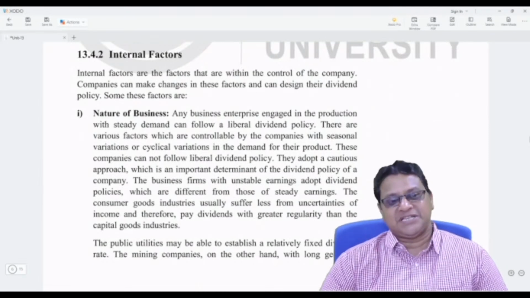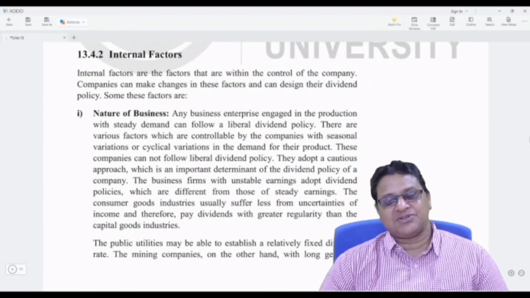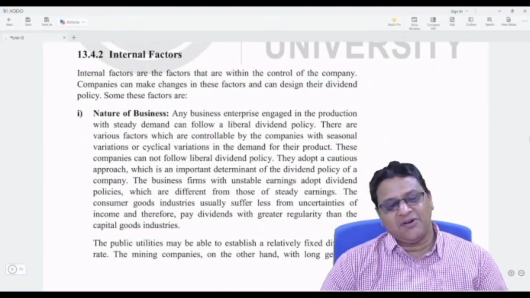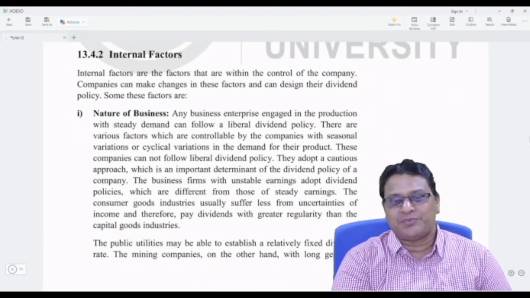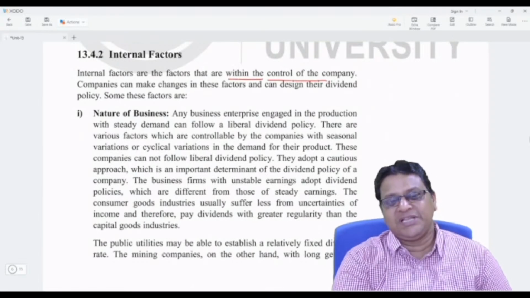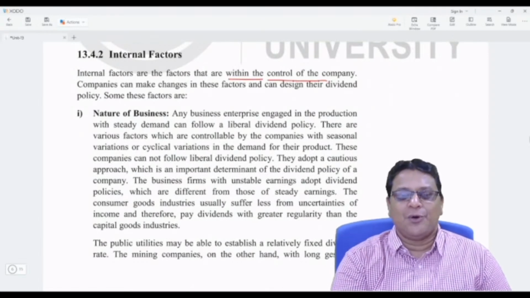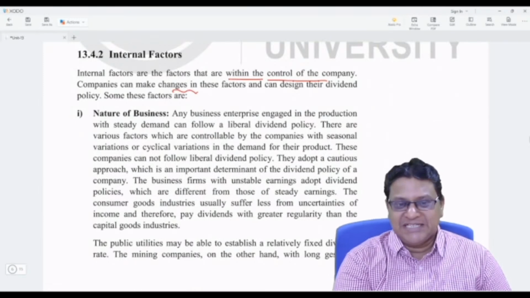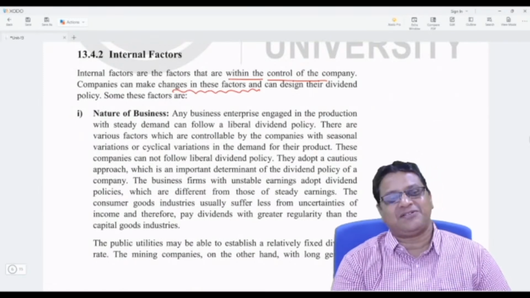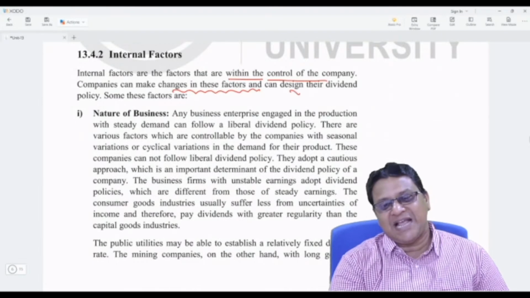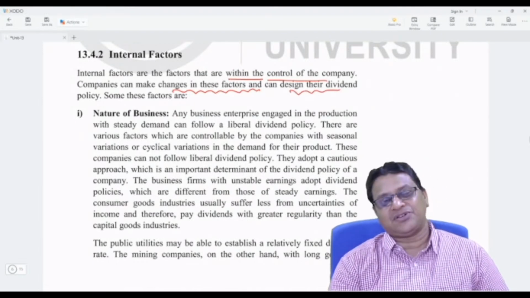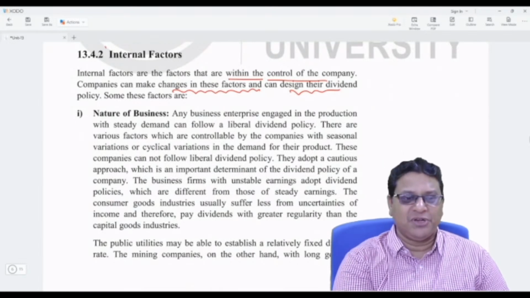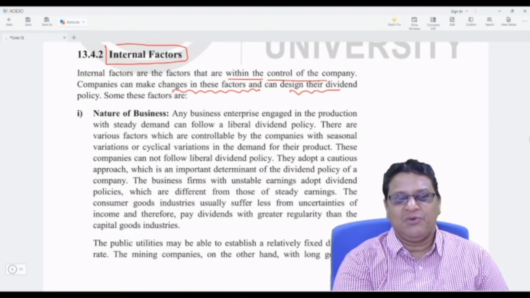Internal factors. What are internal factors? Internal factors are those factors which are within the control of the company. The company can make changes in these internal factors and it can design its dividend policy. What are the internal factors which affect the dividend policy? We'll discuss one by one.